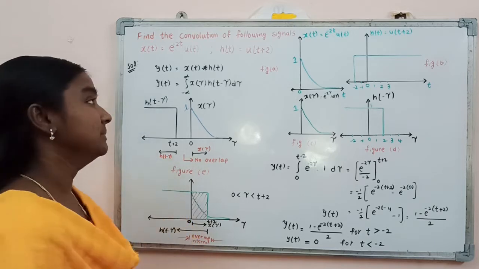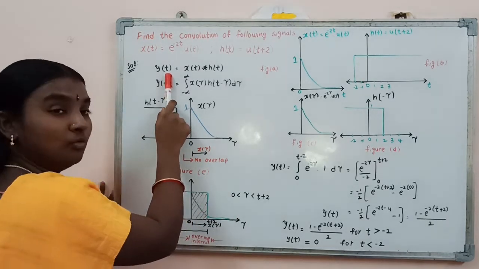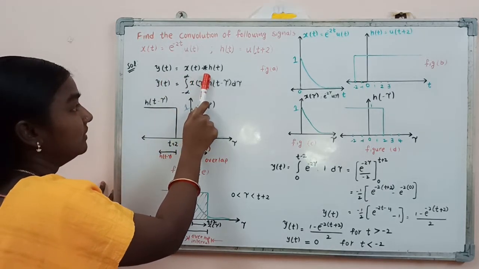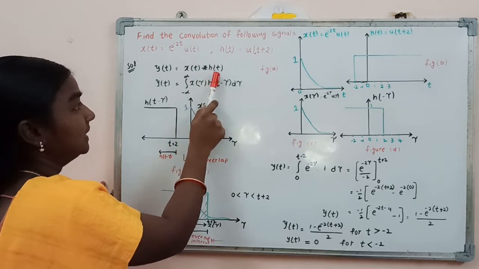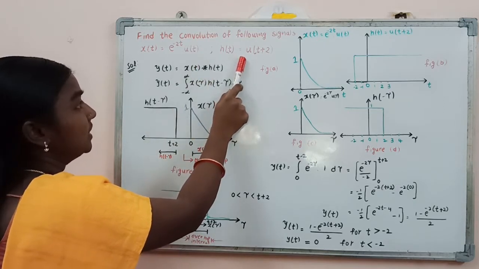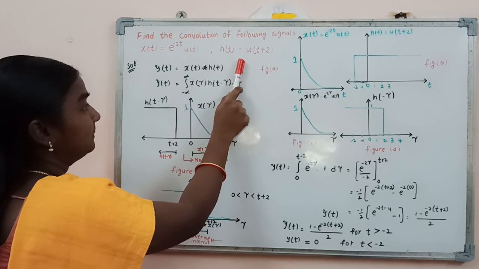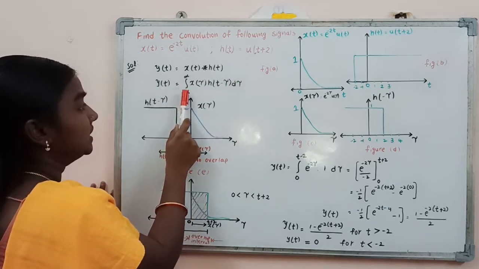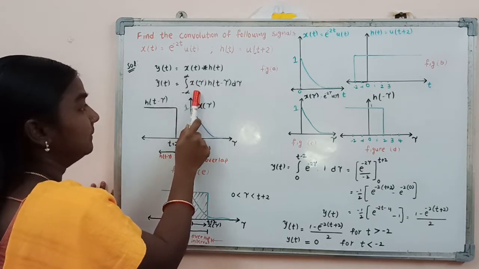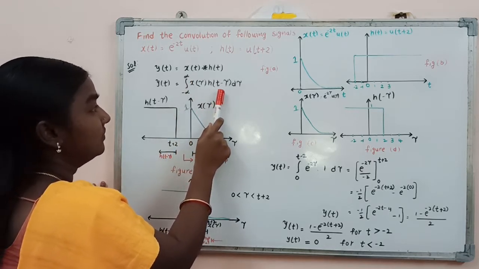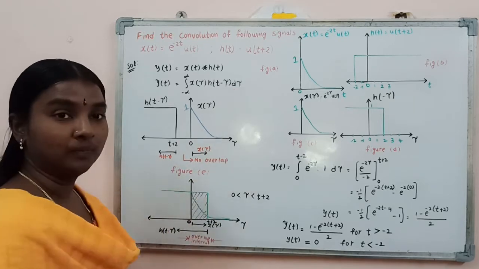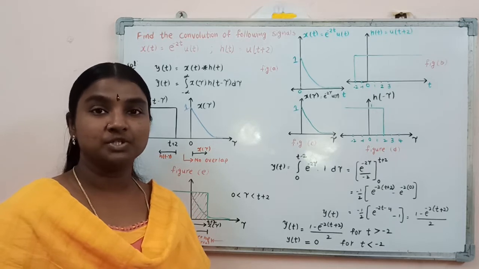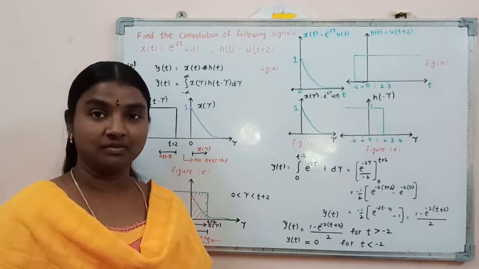Now, here is the principle. To find the output signal y of t is equal to x of t convolution h of t, where these are the given signals x of t and h of t, the principle is y of t is equal to the integration from minus infinity to plus infinity of x of tau h of t minus tau d tau. We already discussed the steps to be followed to perform graphical convolution.